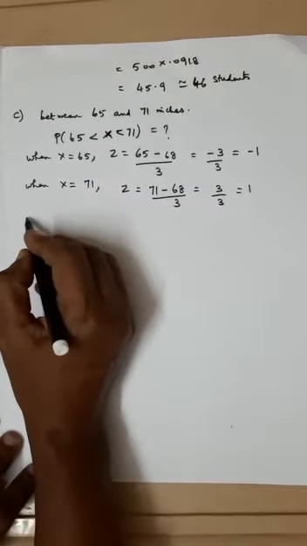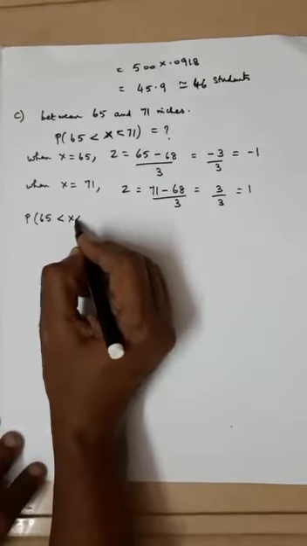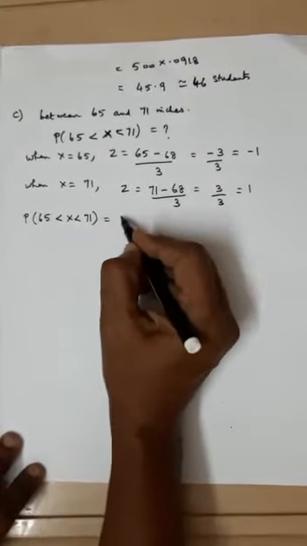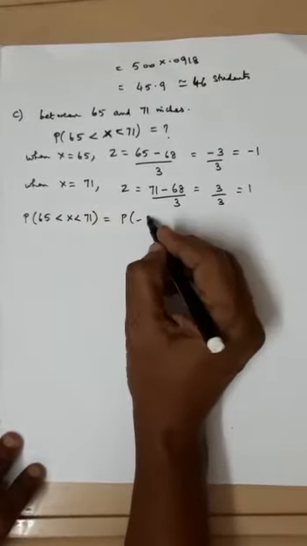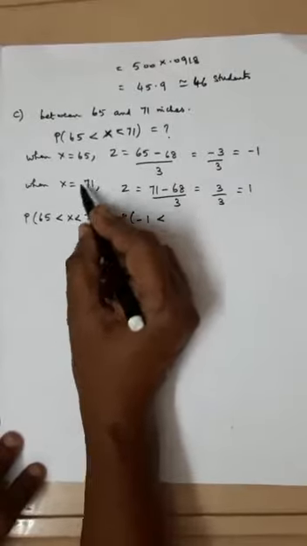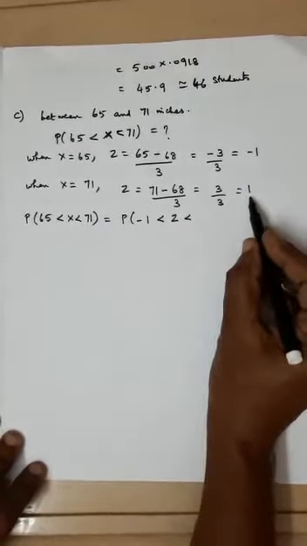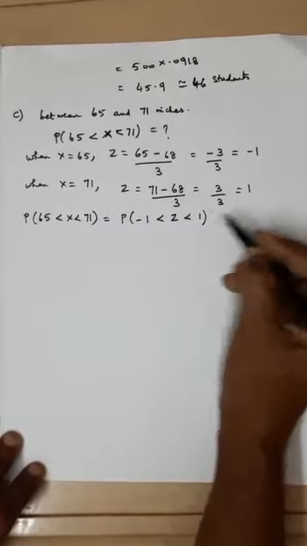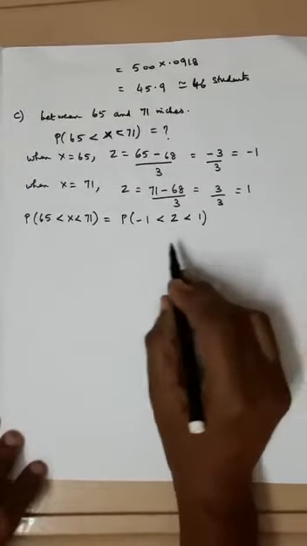So we can now write the data for Z. So probability of 65 less than X less than 71 is nothing but P of, what is the value for Z when X equal to 65? It is minus 1 less than Z, now X is converted to Z, less than, what is the value of Z when X equal to 71? We have calculated it as 1. Is it okay? So it is minus 1 to 1. Now we have to calculate the probability.